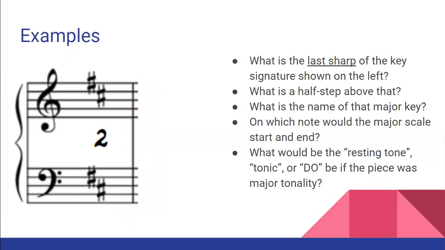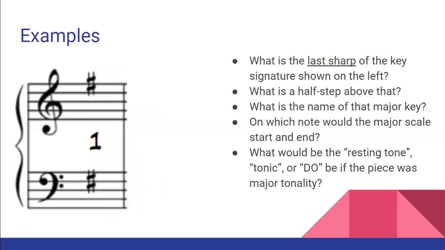This time we have 2 sharps. What's the last sharp here? C sharp. So what is a half step up from C sharp? The answer is D. So the answer to all the questions on this page is D.